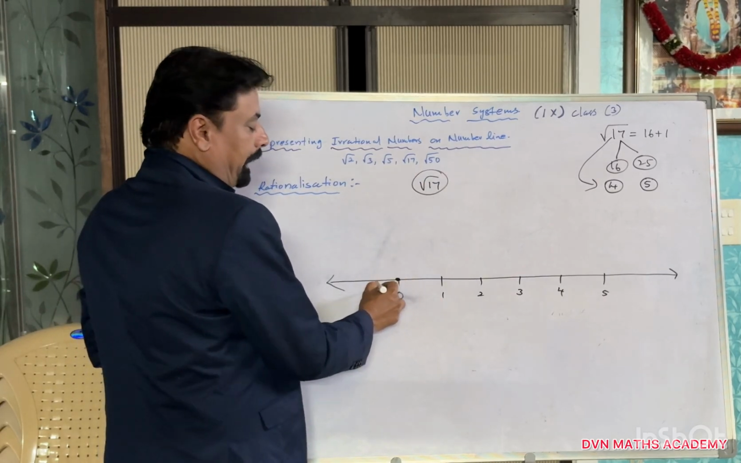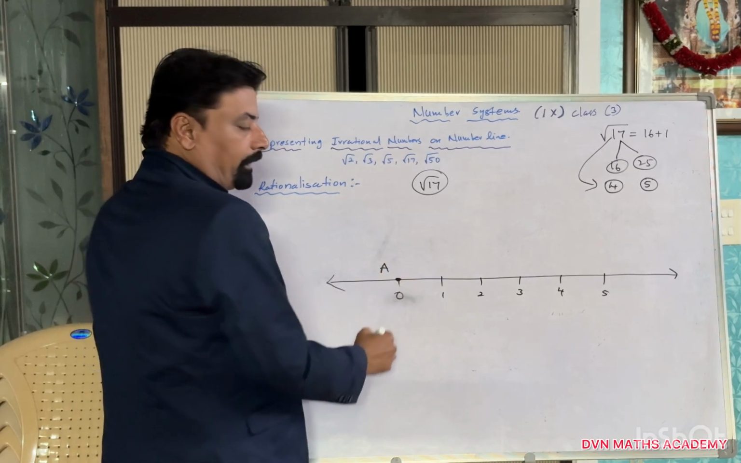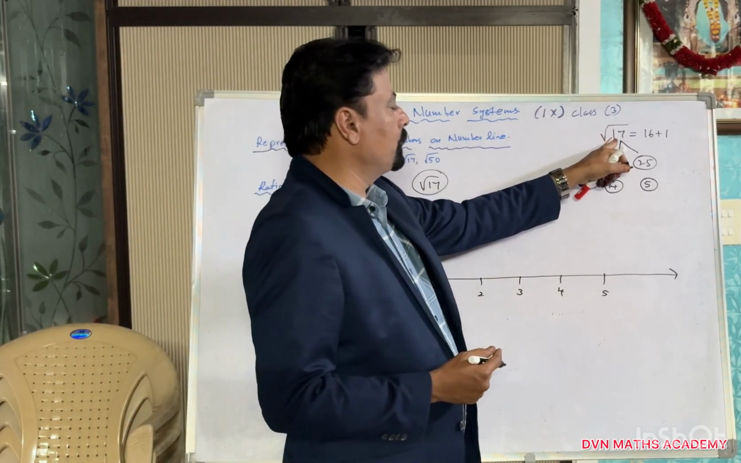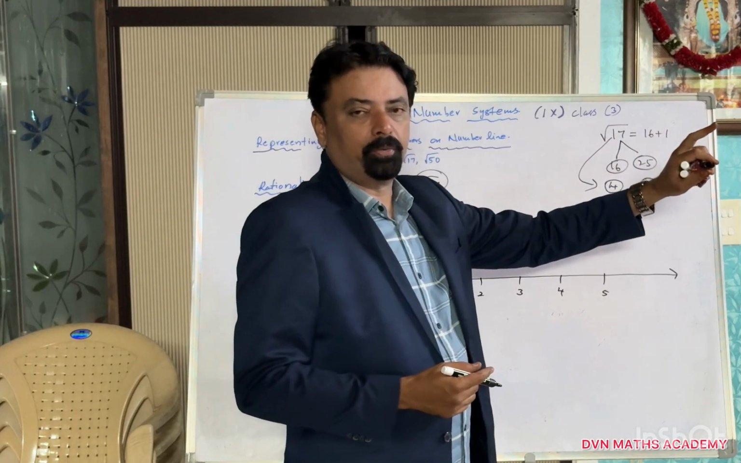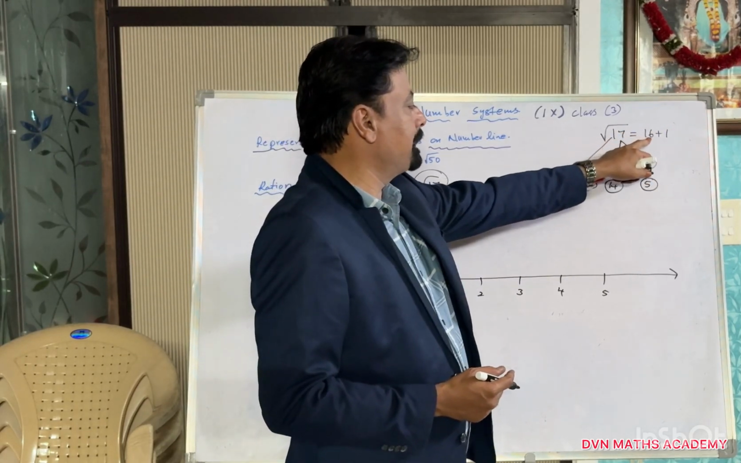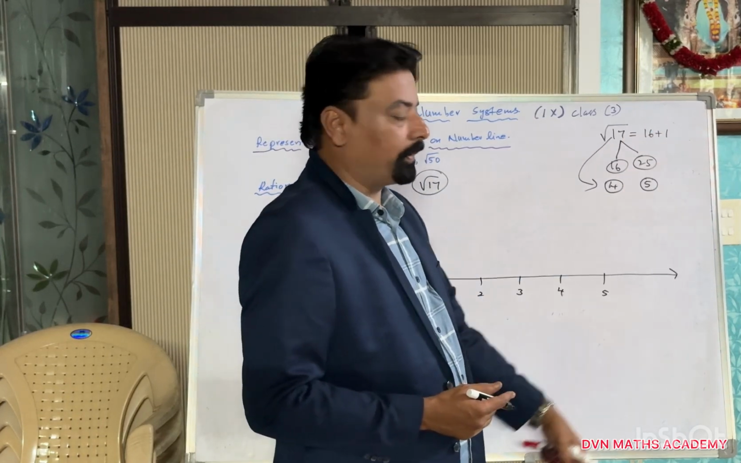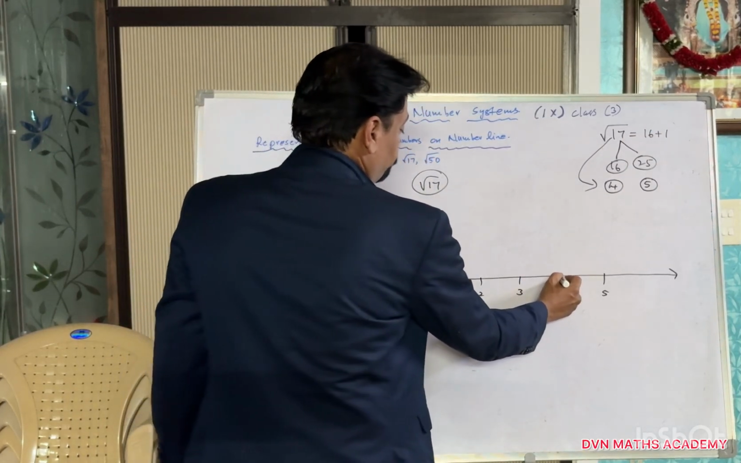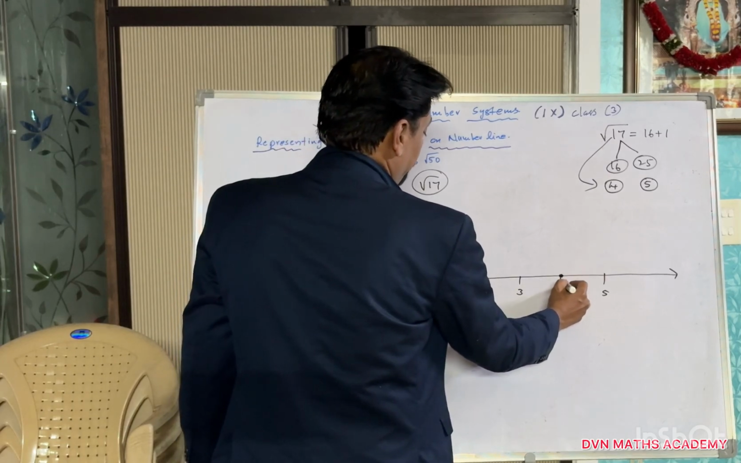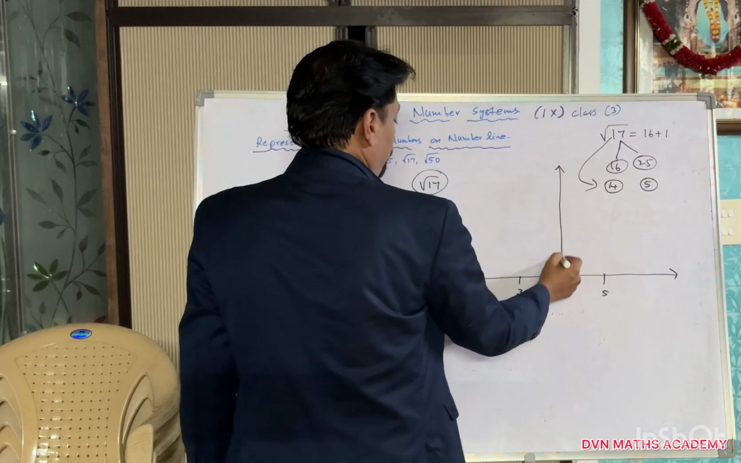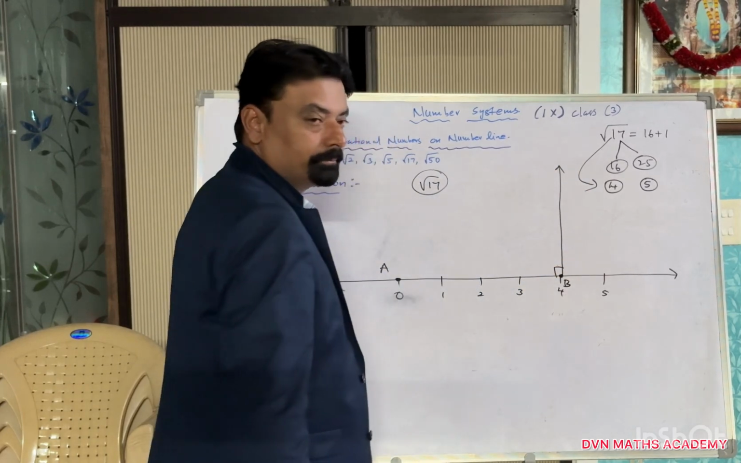Just take a point A at 0. And here, I already told you, 17 I wrote as a sum of two perfect square numbers, that is 16 plus 1. So what is the square root of 16? That is 4. Next, you take a point at 4. This point is B. And on B, you draw a perpendicular with your protractor.